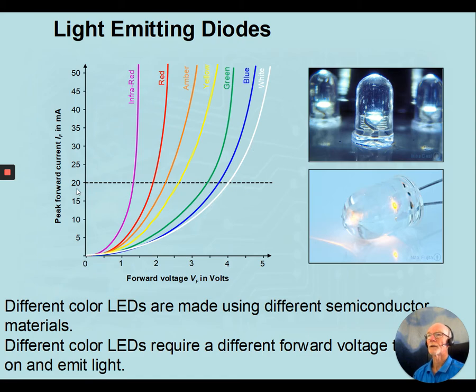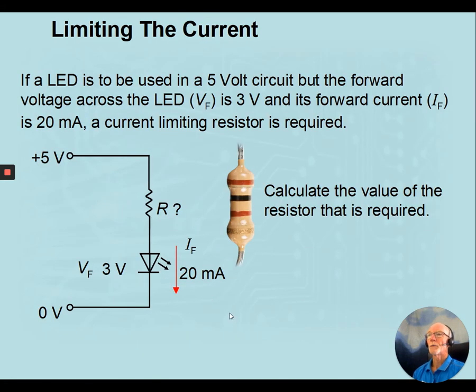The other thing we need to notice about light-emitting diodes is that they are very current sensitive, and these small ones typically operate at around 20 milliamps forward current. This means that when we put them in a circuit, we have to limit the voltage across them to their characteristic voltage and limit the current to about 20 milliamps. Therefore, in most circuits that we use LEDs in, we have to operate them with a current limiting resistor, and our job is to find out the value of that resistor.